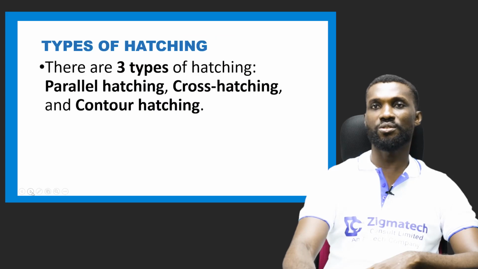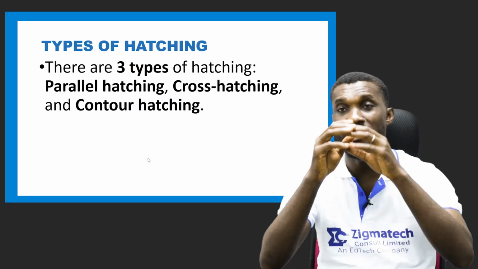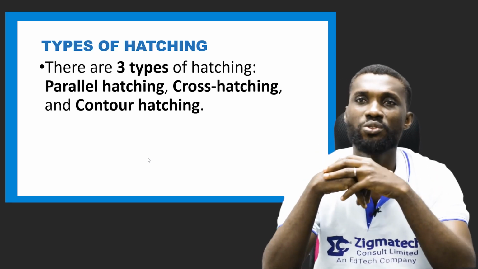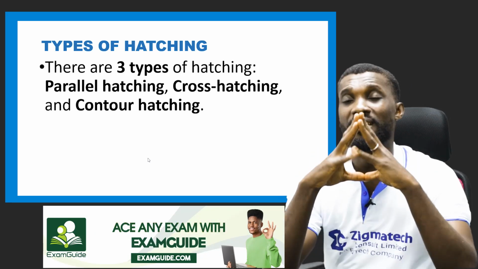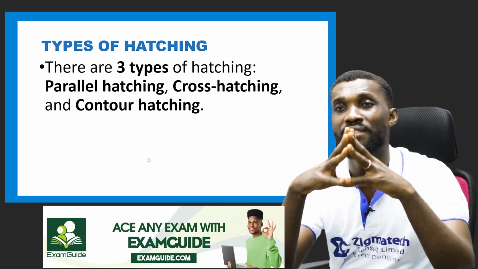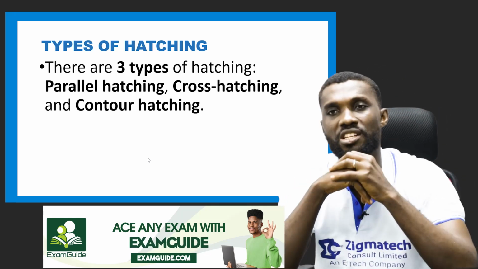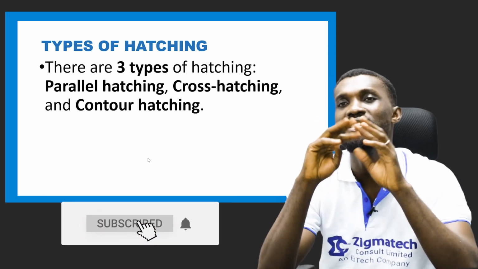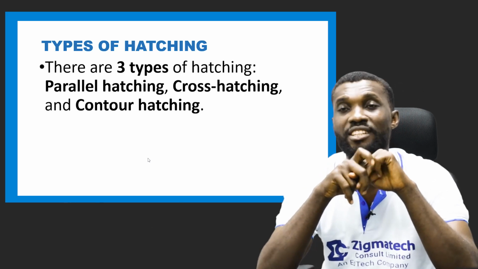All right, now let's continue. Now let's look at the types of hatching. There are different types of hatching. Mainly there are 3 major types of hatching. The first type we are going to talk about is parallel hatching. After parallel hatching, the next pattern is cross-hatching. And then we'll have curve hatching. Now, these are the 3 major kinds of hatching.